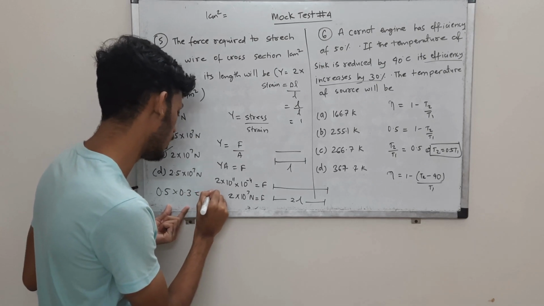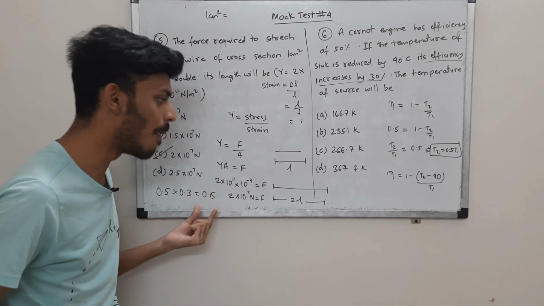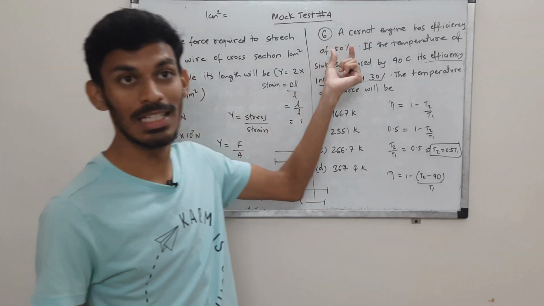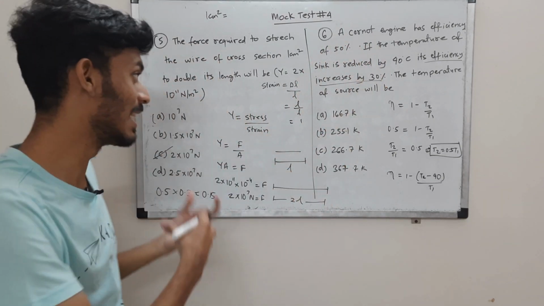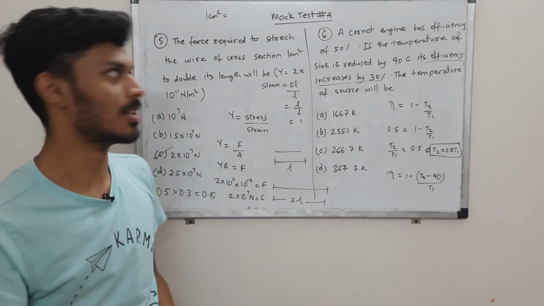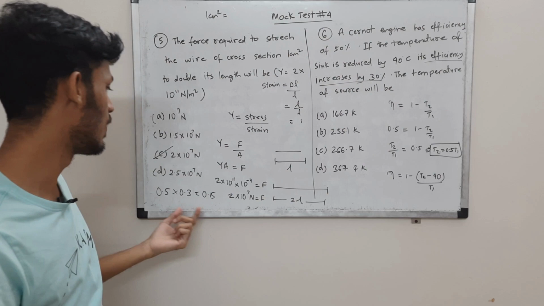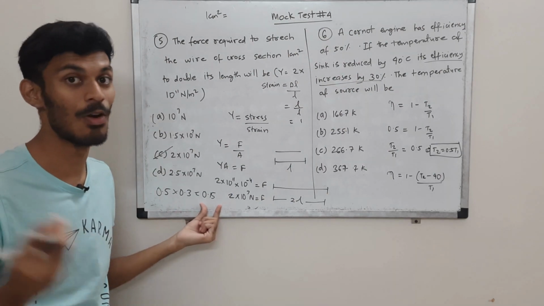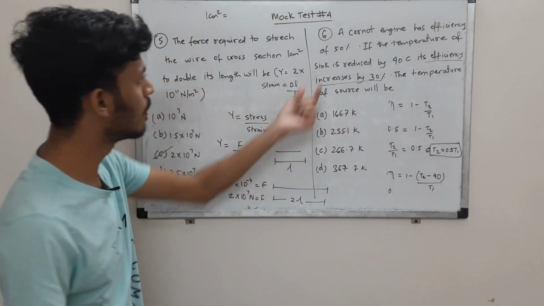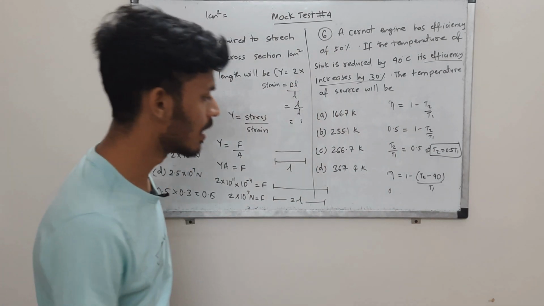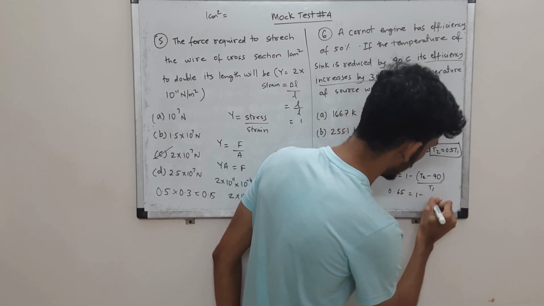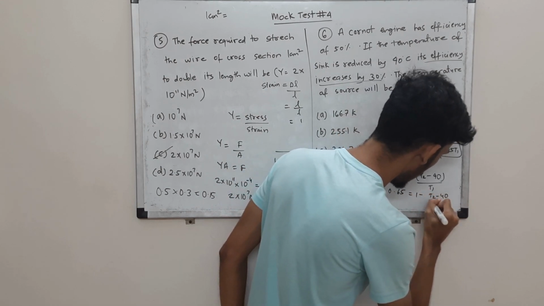So this is 0.15. This is the amount your efficiency is going to increase. So 0.15 plus the initial 50%. It increases by 30%, it's not increases to 80%. It's not 50 plus 30, it's 50 plus this amount, 30% of 50. So that was a key point over here. So 0.15 plus that 0.5 will give us 0.65. So 1 minus (T2 minus 40) by T1.